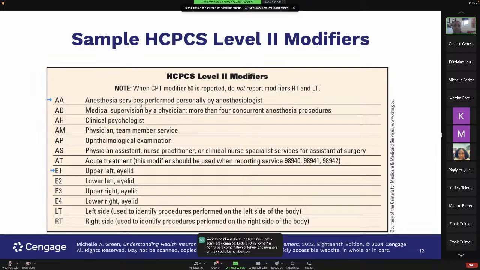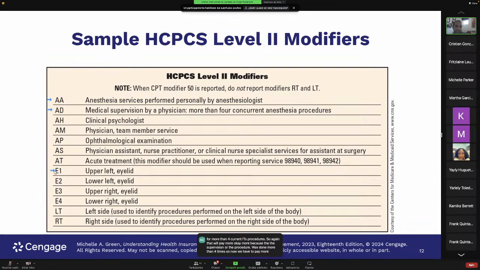A few examples here. Anesthesia services performed by anesthesiologists, AA, AD, medical supervision for more than 4 concurrent anesthesia procedures. So again, that will pay more. That will pay more because the supervision or the procedure was done more than 4 times. So now we have to pay more.